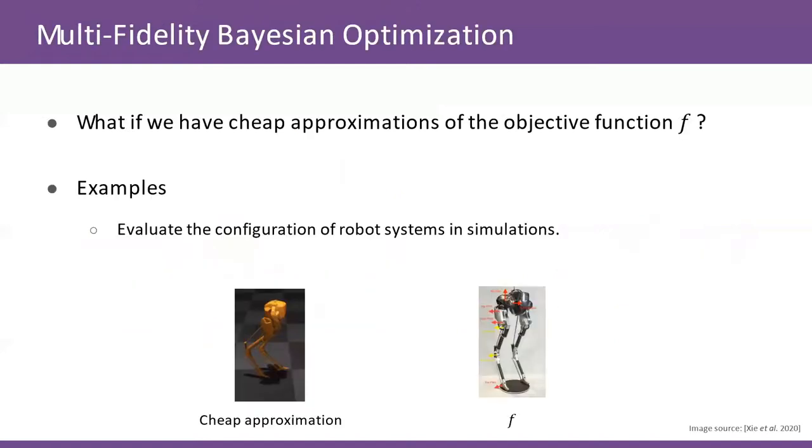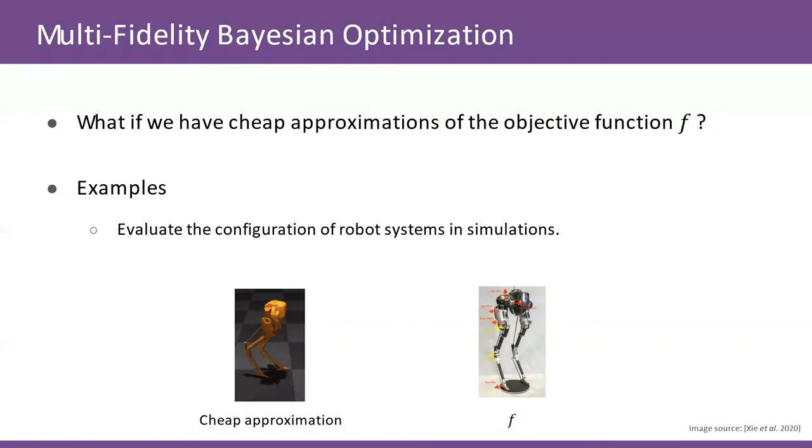Traditional BO assumes we only have access to the objective function. However, in many problems, we have cheap approximations of the objective function. Multi-fidelity Bayesian optimization, MFBO, employs these cheap approximations to further improve the efficiency of BO. Here, we use an example to explain this concept.